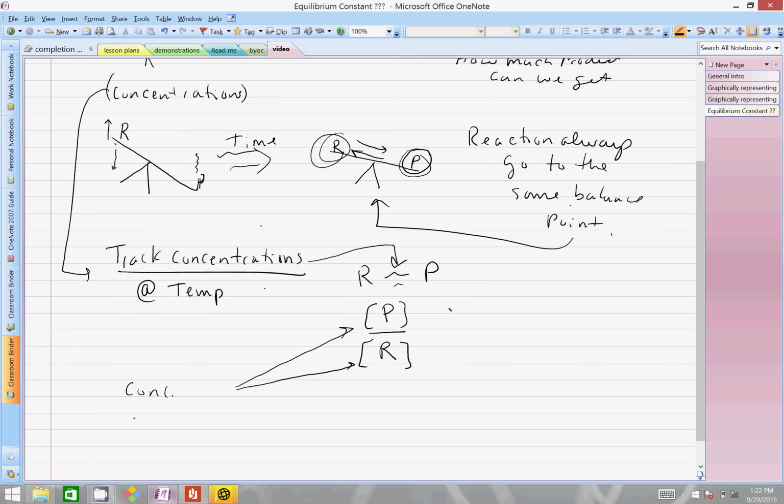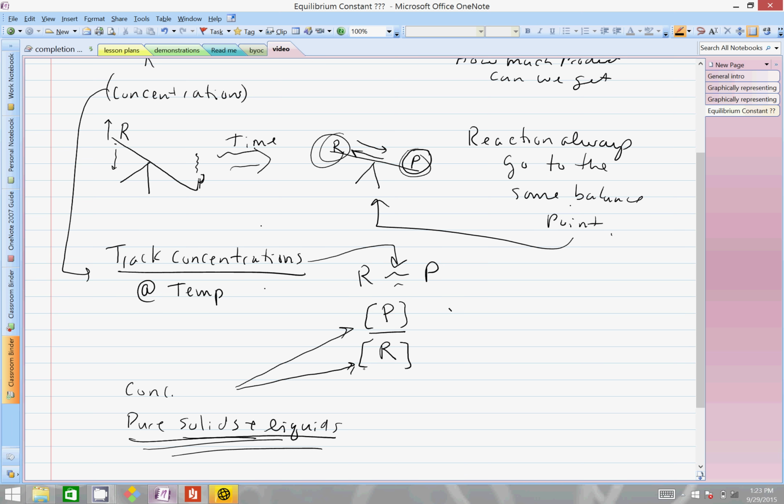Things that don't have a concentration don't really affect equilibrium, meaning that pure solids and liquids do not have a concentration. What's the concentration of water? It's just based on its density. It never changes. So in this case, since we're tracking concentrations, pure substances do not affect equilibrium. We'll see a lot of ways in nature where that really does work. It doesn't really change anything.